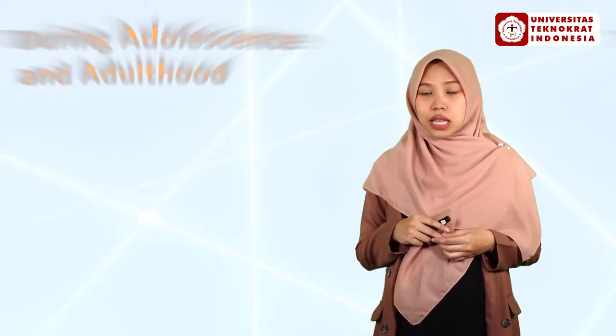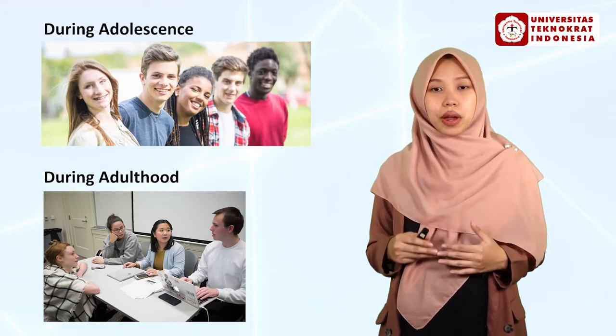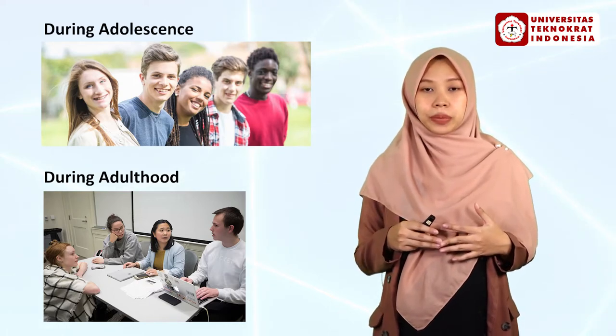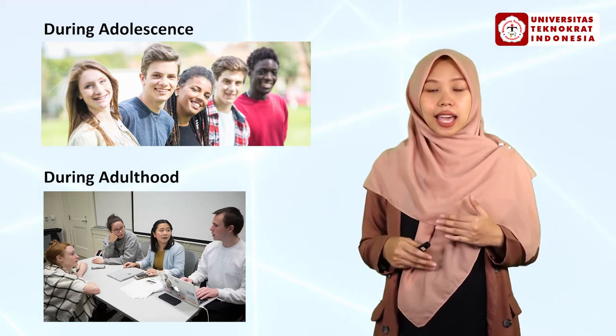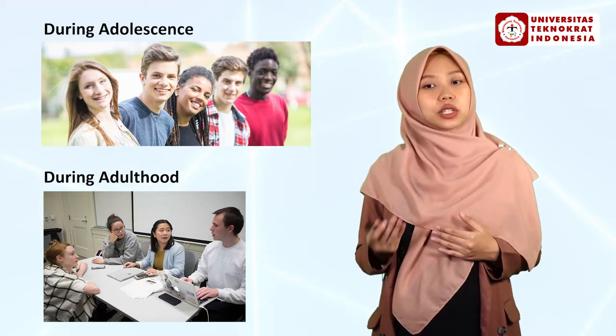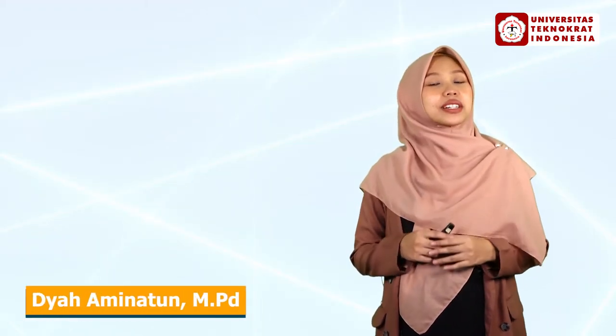Next is adolescence and also adulthood. In this stage, emotions change very frequently and very quickly. It makes them moody. Their mood easily changes, and in a short time they could switch between being happy and extremely sad. Have you ever heard about a mature person? A person can be called emotionally mature if he is able to display his emotions and control them properly.